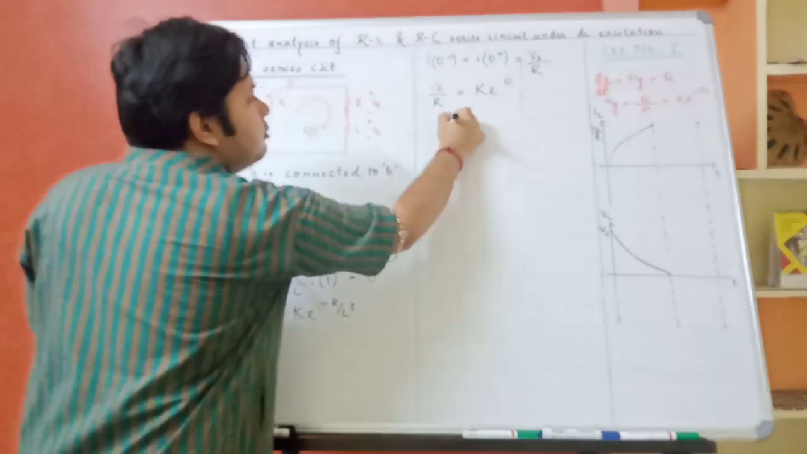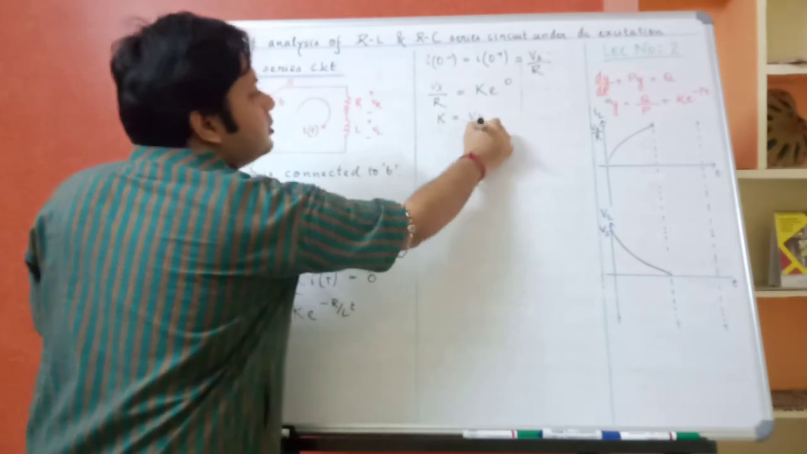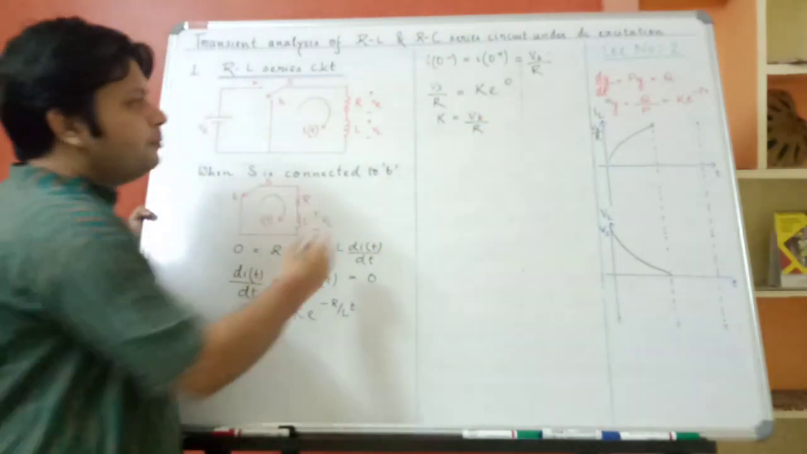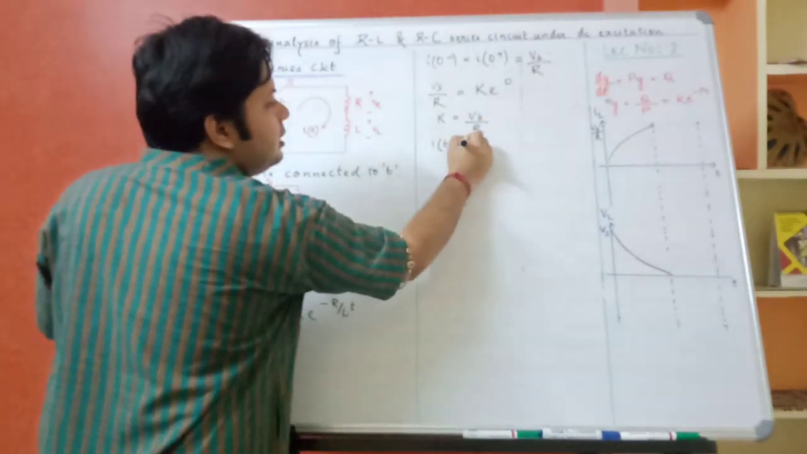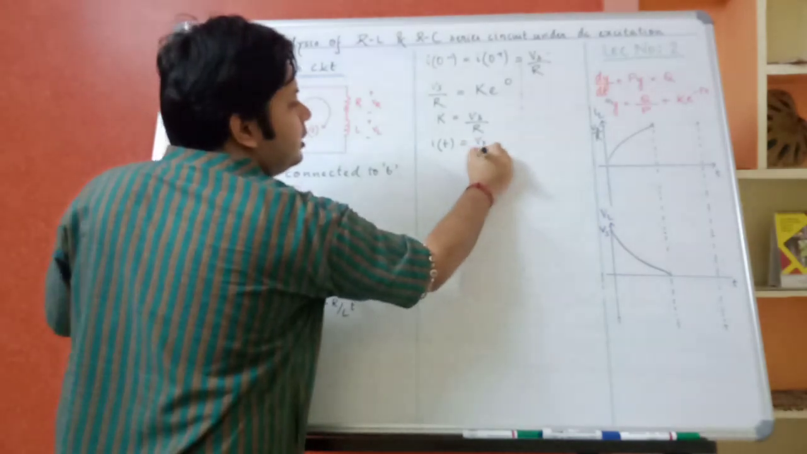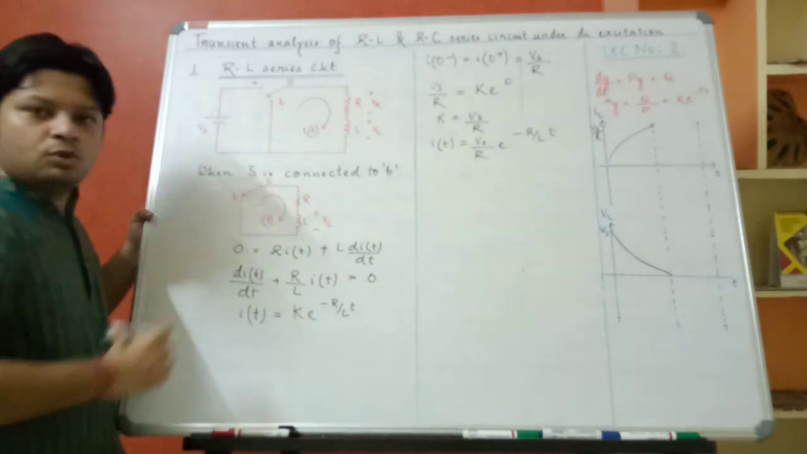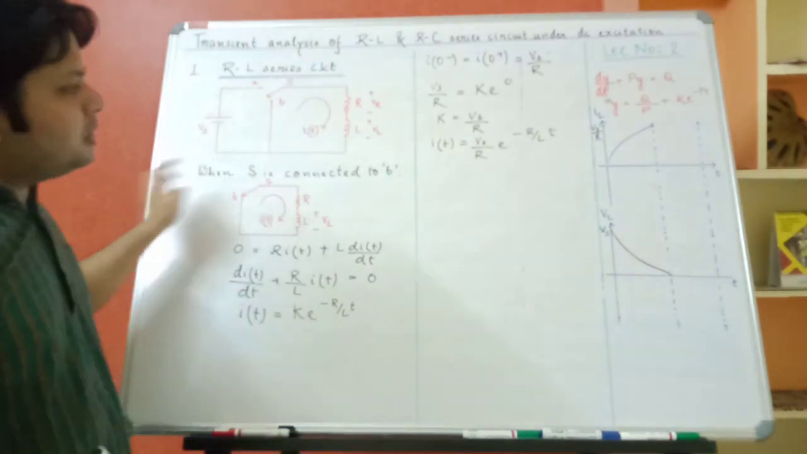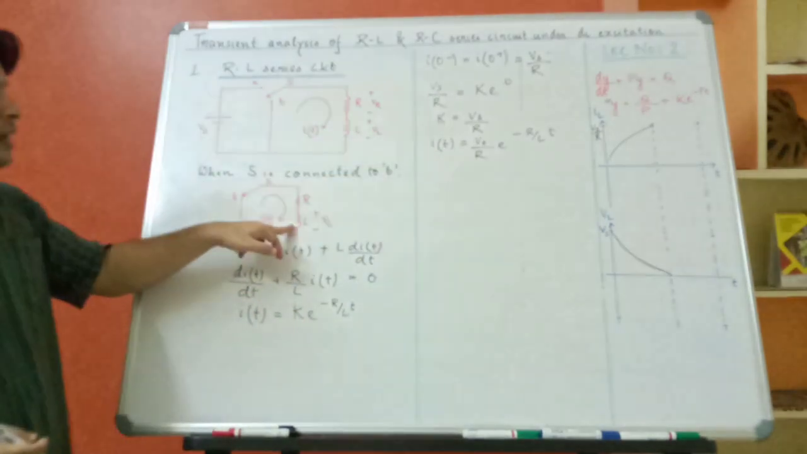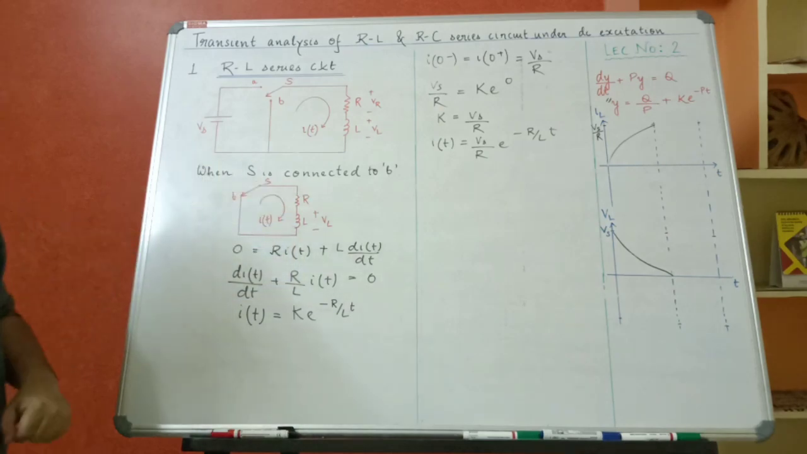So k becomes Vs by R. Substitute over here, so what you will get is Vs by R e to the power minus R by L t. K is substituted. Now you draw that equation. What will it be? It is nothing but the current flowing through L, so it is IL.